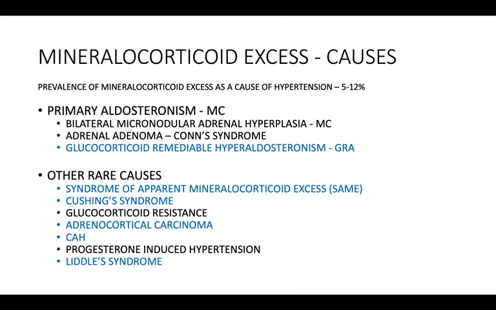The total prevalence of mineralocorticoid excess as a cause of endocrine hypertension, or as a cause of hypertension, is somewhere around 5 to 12%. And the most common cause of hyperaldosteronism is primary, that is, primary hyperaldosteronism is the most common cause of mineralocorticoid excess. And amongst the primary hyperaldosteronism, bilateral micronodular adrenal hyperplasia is the most common cause. The second cause is a unilateral adrenal adenoma, or Conn syndrome.